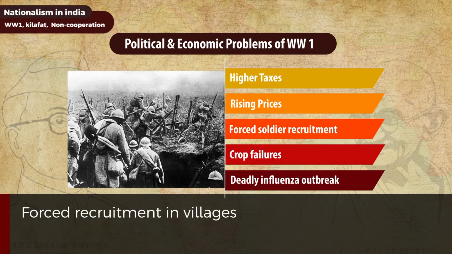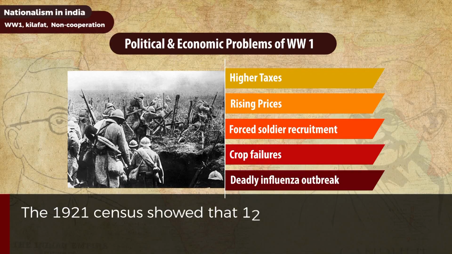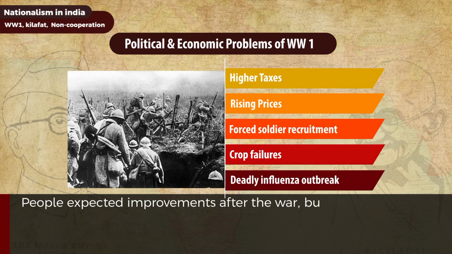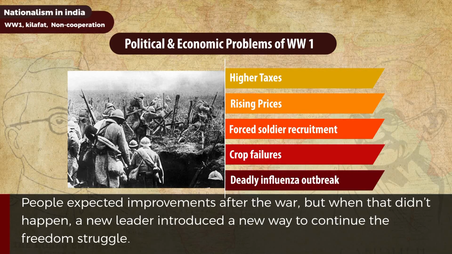Forced recruitment in villages made many people angry. The 1921 census showed that 12 to 13 million people died from famines and the epidemic. People expected improvements after the war. But when that did not happen, a new leader introduced a new way to continue the freedom struggle.